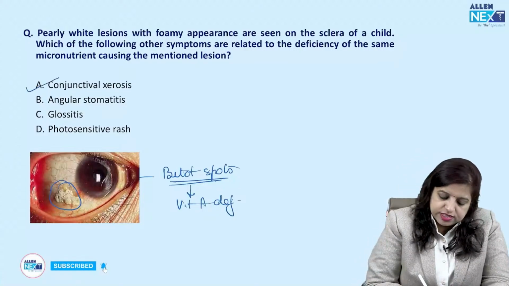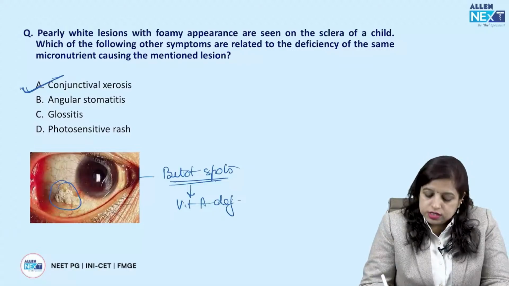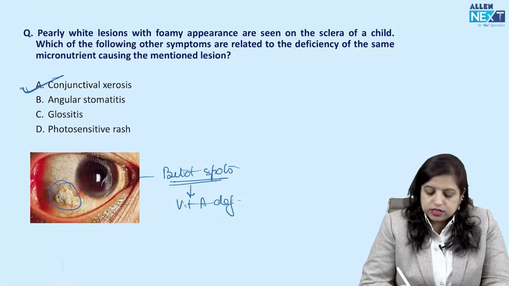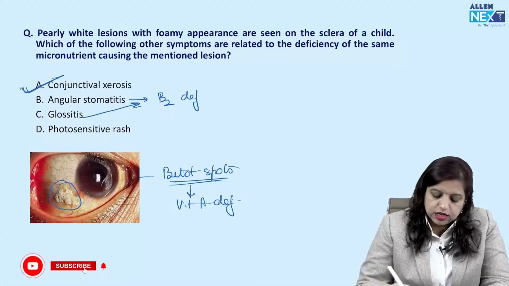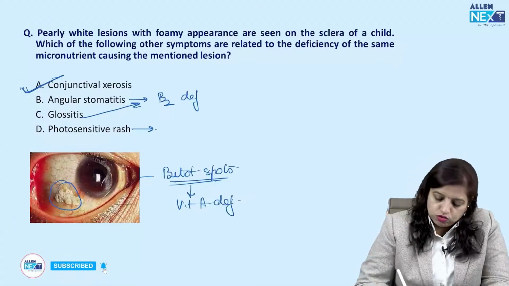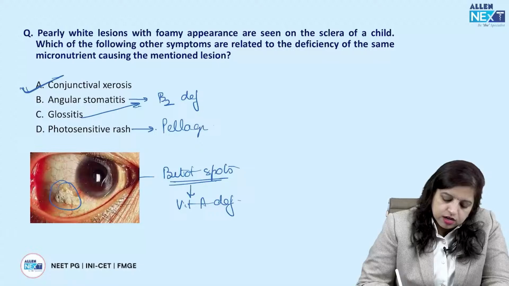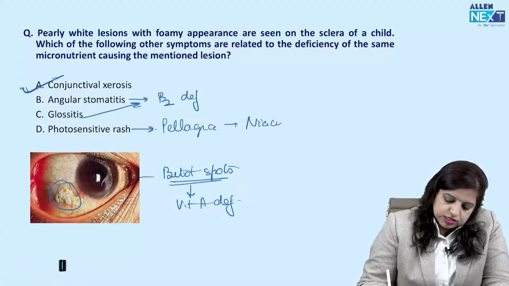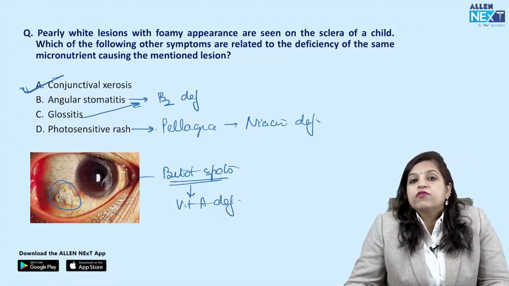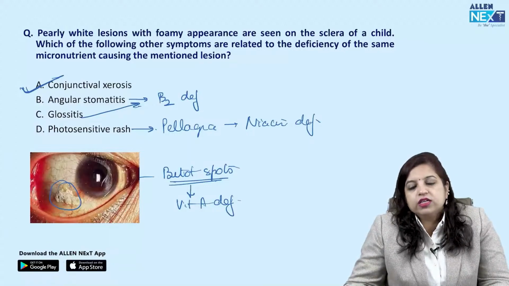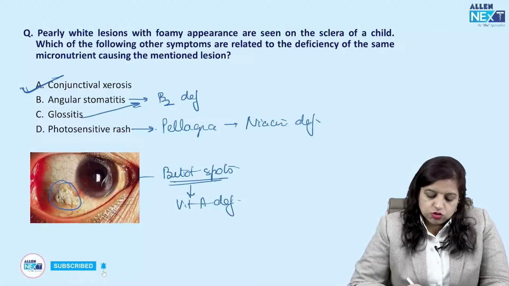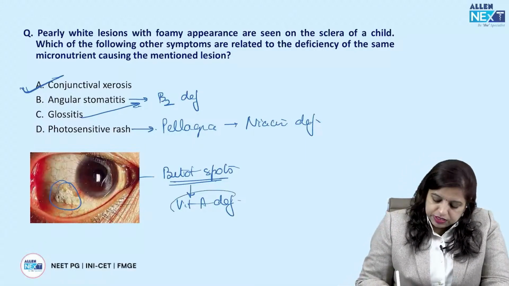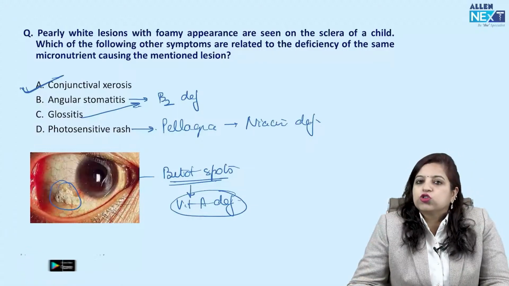So what other than Bitot spots can vitamin A deficiency cause? Can it cause conjunctival xerosis? Of course, it can cause conjunctival xerosis. Can it cause angular stomatitis? Angular stomatitis is more a feature of B2 deficiency. Again, glossitis is more a feature of B2 deficiency. And a photosensitive rash, we all know, is a hallmark of pellagra or niacin deficiency, right? Which we see in the form of Casal's necklace around the neck or in the areas which are exposed to sunlight, right? So here, since we are talking about vitamin A deficiency, our correct answer is going to be conjunctival xerosis.